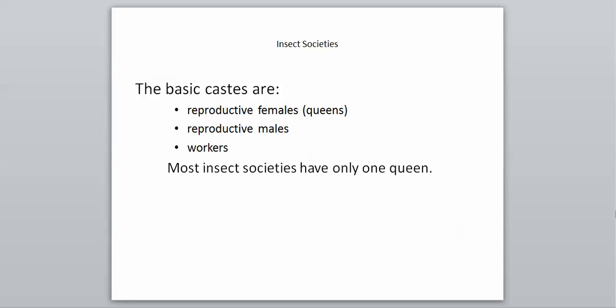And the basic castes are the reproductive female, which is known as the queen, reproductive males, and workers. And most insect societies will only have one queen. So these are the three different castes that are found in typical insect societies.